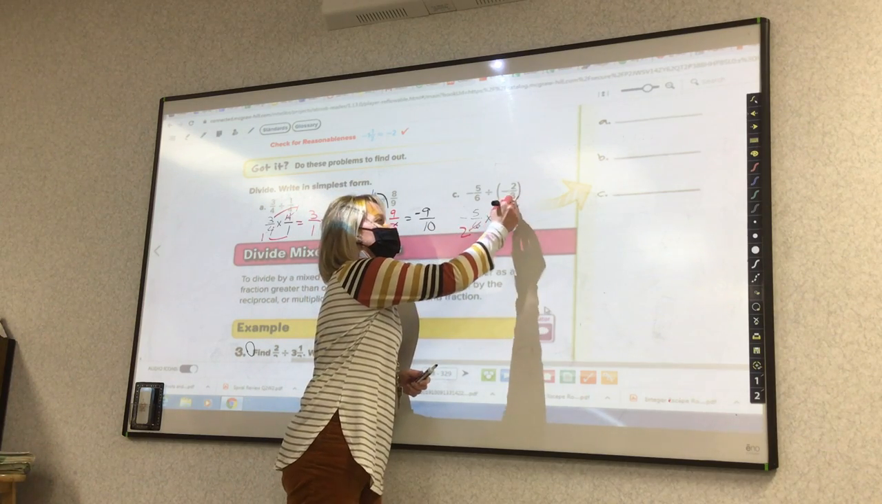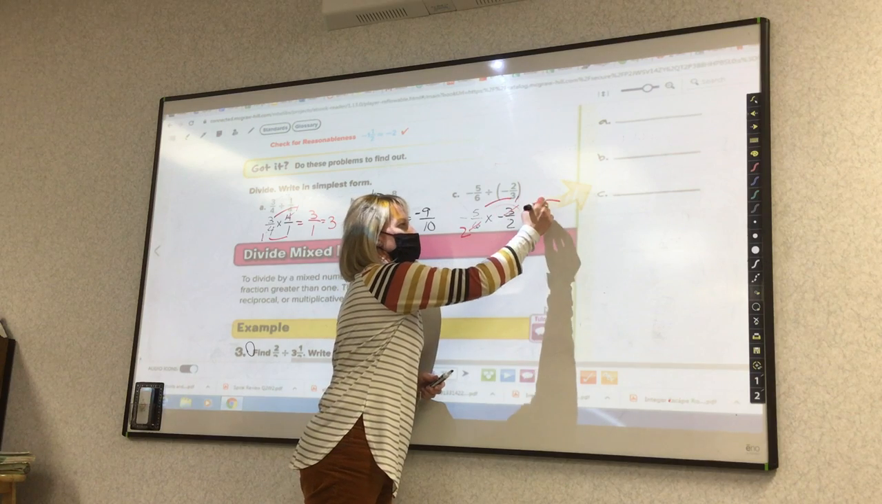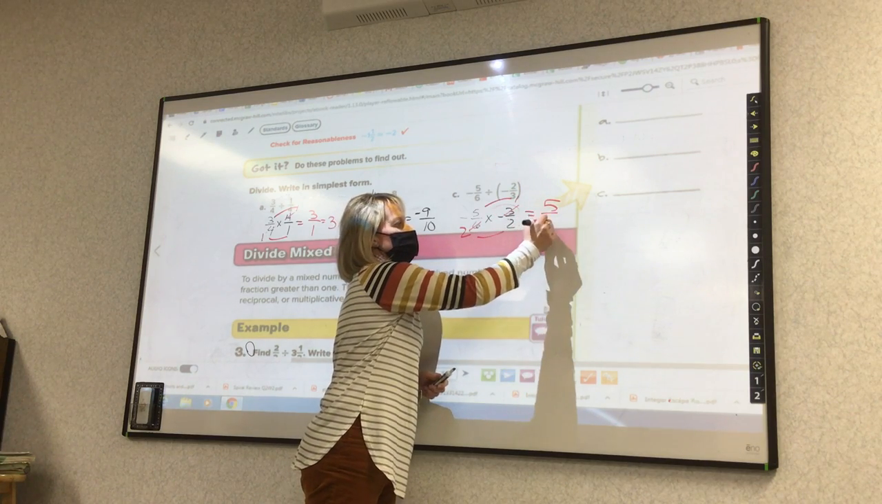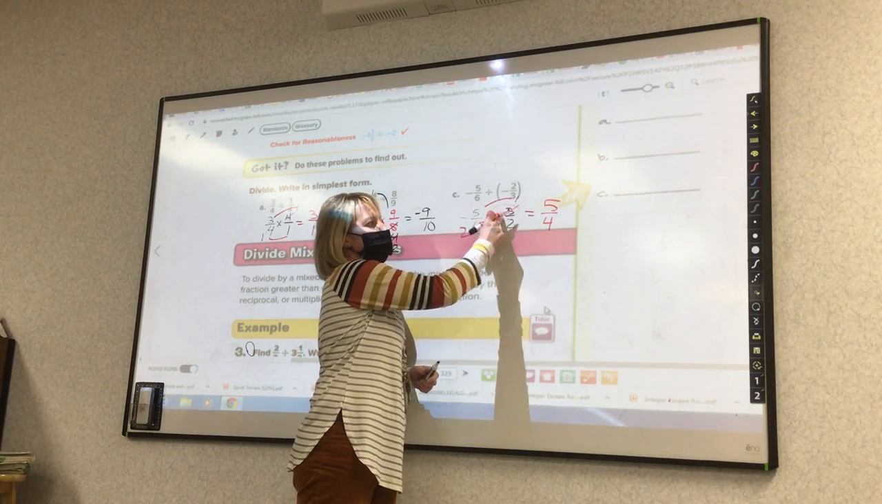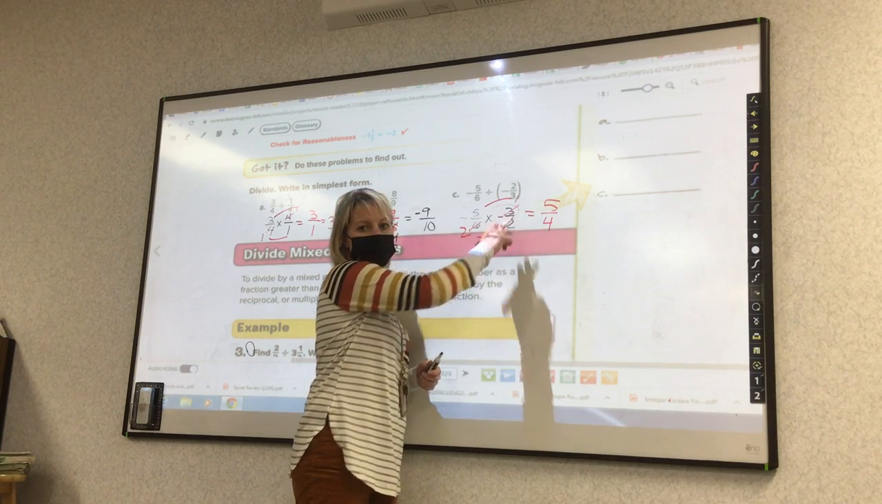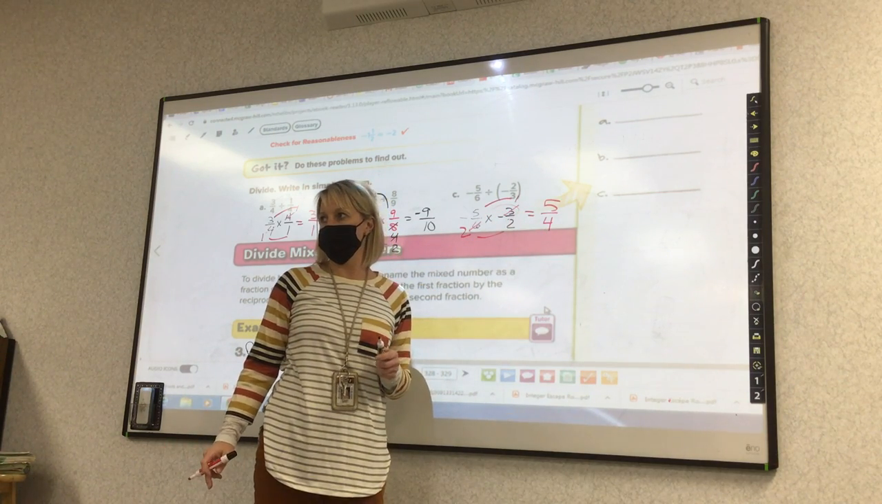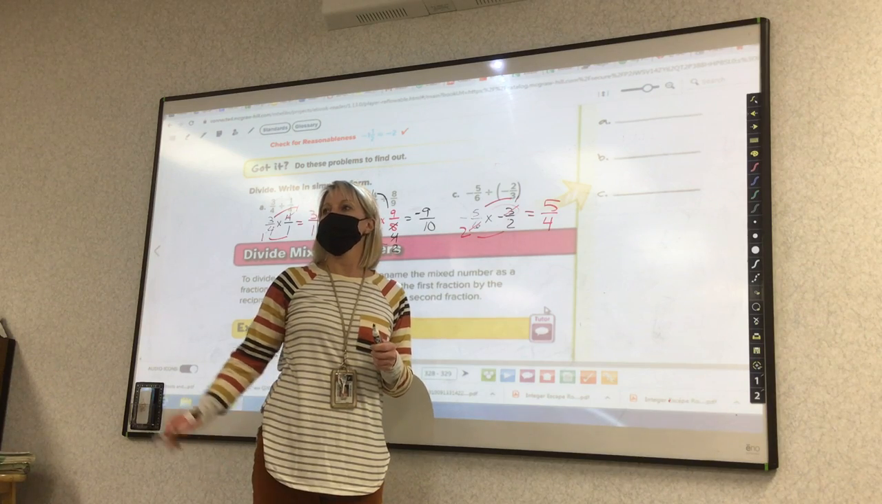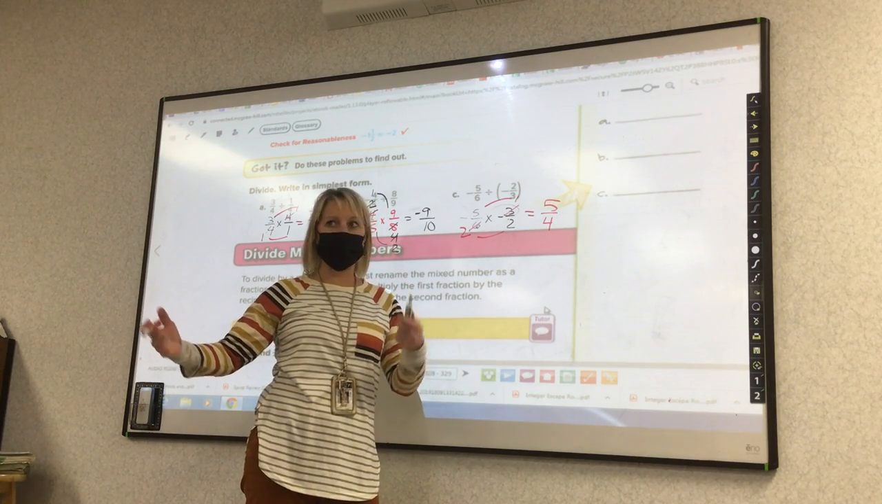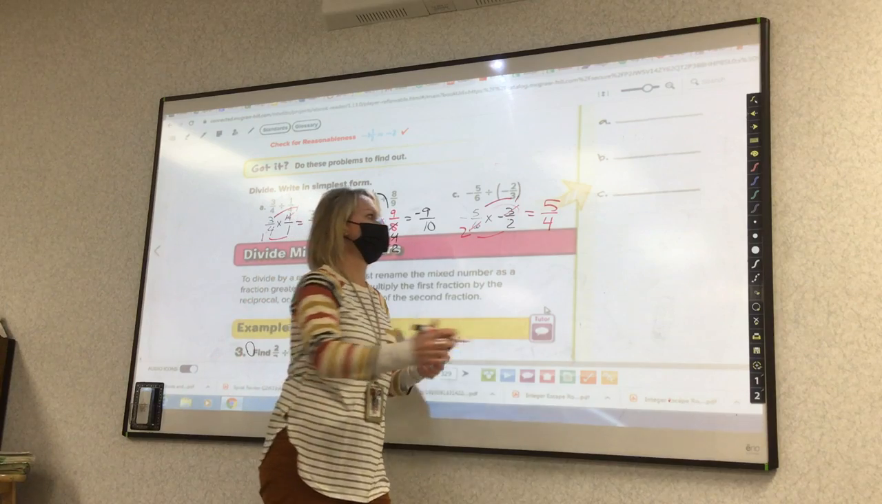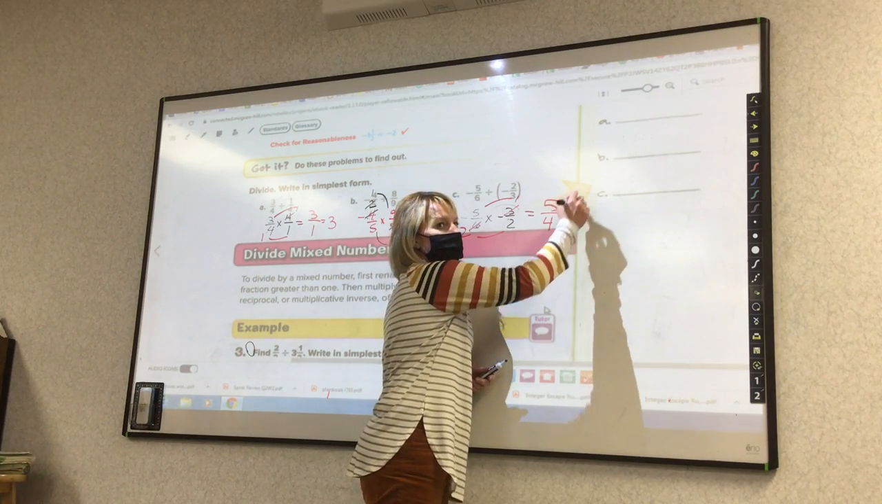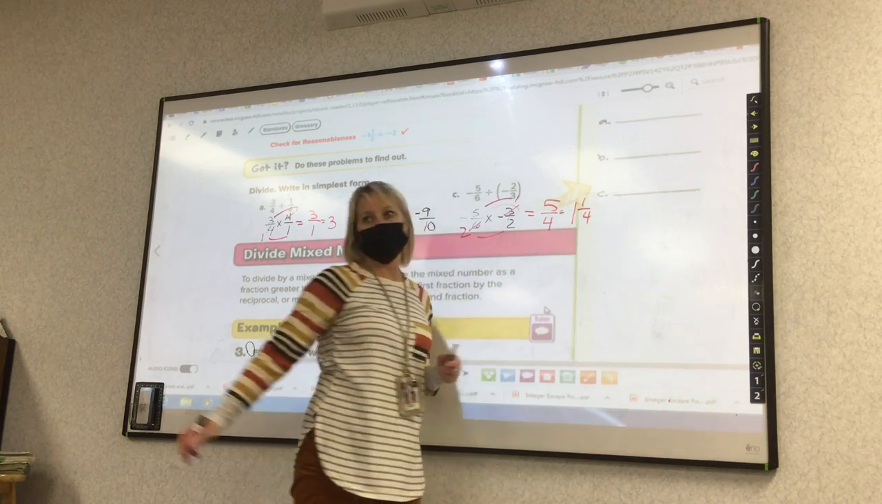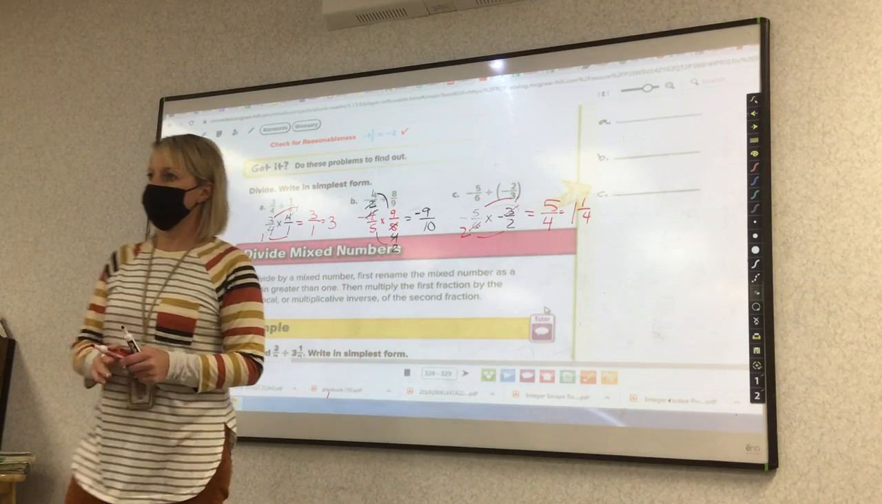Okay. So then 5 times 1 is 5. 2 times 2 is 4. A negative times a negative becomes a positive. And I have to reduce again. Okay, simplify it even more. We need to make it a mixed number, so it's 1 and 1/4. Okay, have a seat.